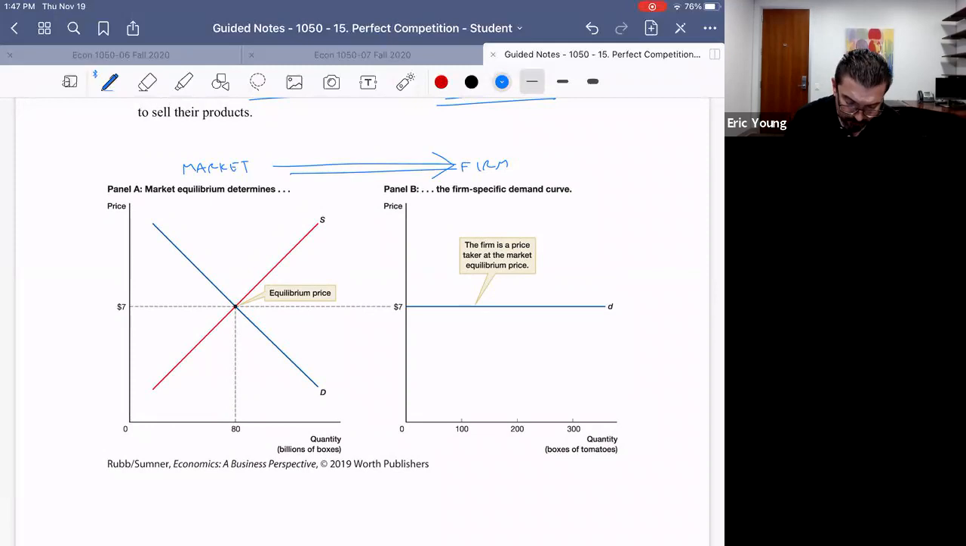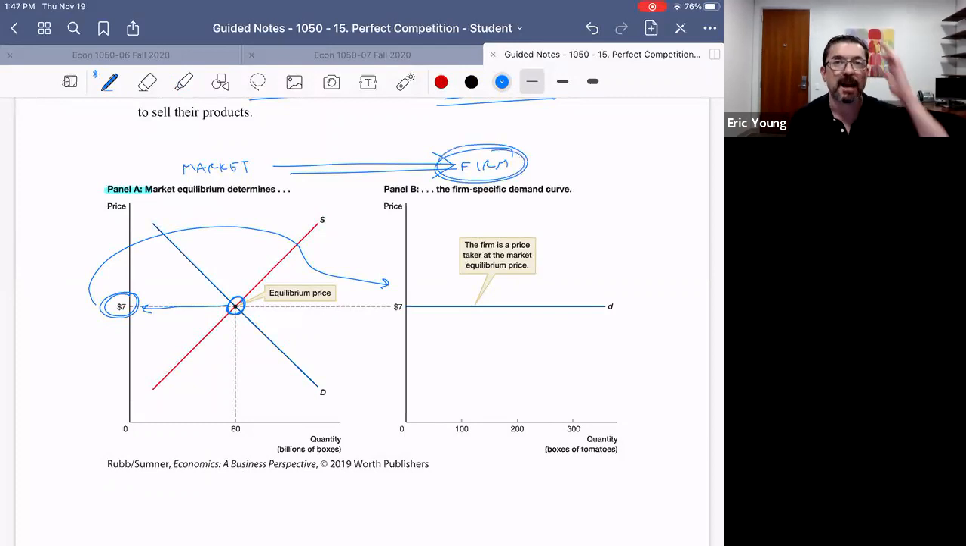At the market level, here in panel A, the supply and the demand that you already know are going to give you the equilibrium. And this would lead to, as you know, the equilibrium price. In this case, $7. That's the equilibrium market price. Well, this $7 is also the price that the individual firm must accept.